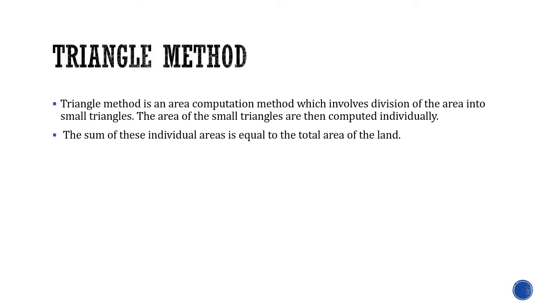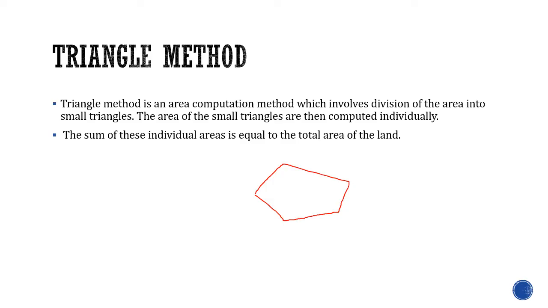And so for the triangle method, we divide the area into small triangles. Okay, so yung small triangles, kukunin natin yung area ng mga small triangles, tapos ipag-add natin. Okay, so the sum of the area of the small triangles ay equal to the total area of the land. Okay, so madali naman siyang intindihin, no? Okay, so kung gagawa natin siya ng figure, siguro ganito na lang, no?